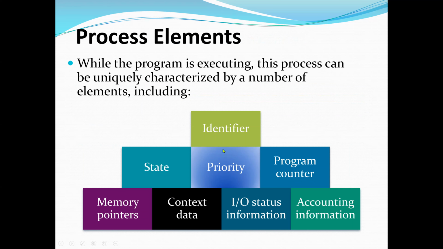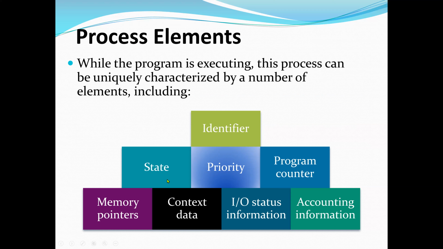Now, what are the process elements? At any given point in time, while the program is executing, the process can be uniquely characterized by a number of elements. These are the elements, including the following. We have the identifier. The identifier is the unique ID associated with the process, and this distinguishes it from other processes. So any process has a unique ID number or identifier.